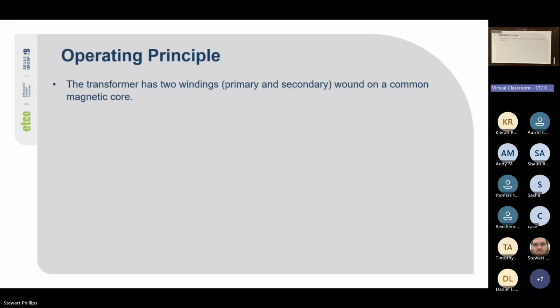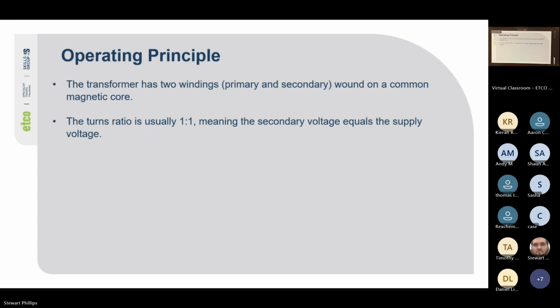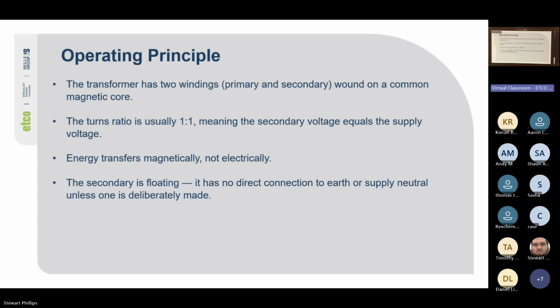Cool. So, operating principle. The transformer has two windings, primary and secondary, wound on a common magnetic core. Turns ratio is usually 1:1, meaning secondary voltage equals the supply voltage. Sometimes it's changed to 1 to 1.05 or something like that to account for the volt drop across the windings. Energy transfers magnetically, not electrically. The secondary is floating. It has no direct connection to Earth or supply neutral unless one is deliberately made.